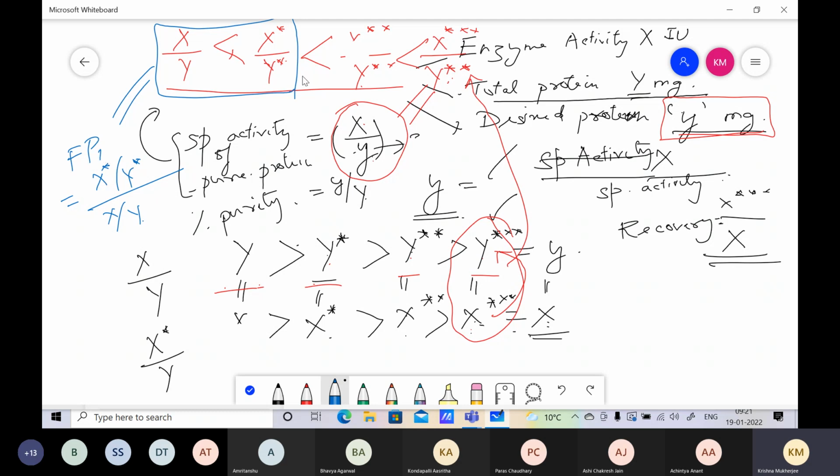So this is FP1, this will be FP2, this will be FP3, and the total fold purification FP will be equal to FP1 into FP2 into FP3.